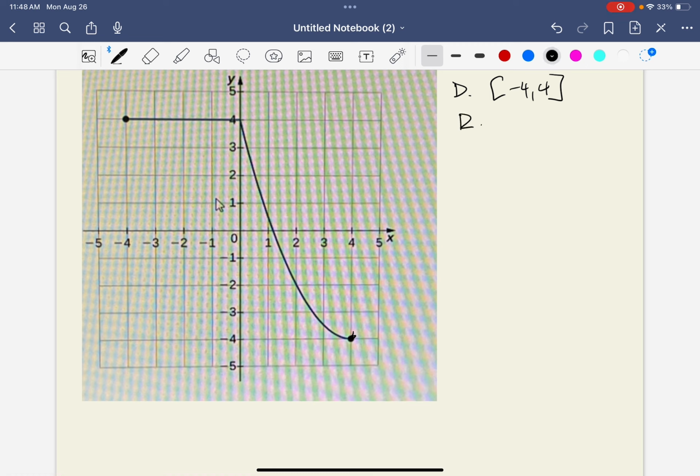What is the range of this thing? Well, that's all the outputs that got used. It looks like all of these outputs get used, right? So it seems like the range of this thing is going to also be from negative 4 to 4.